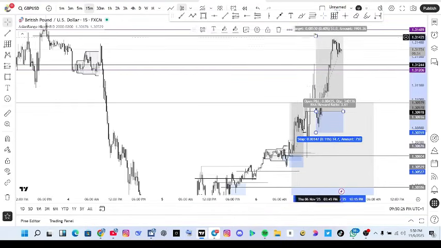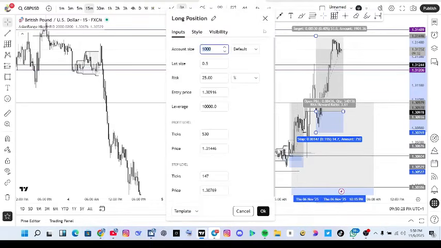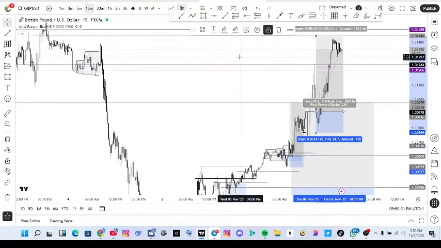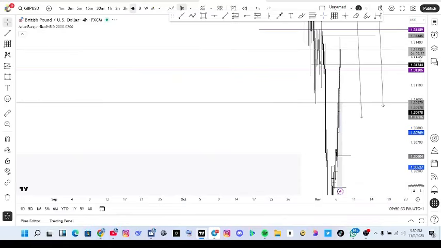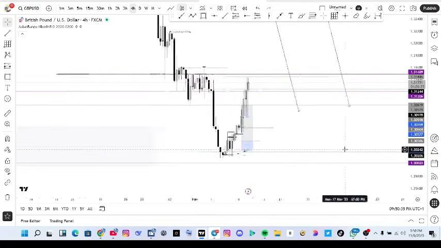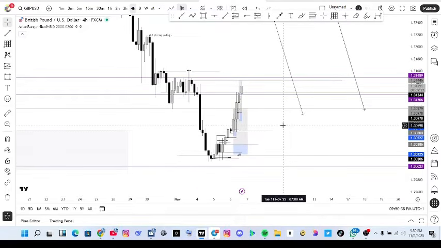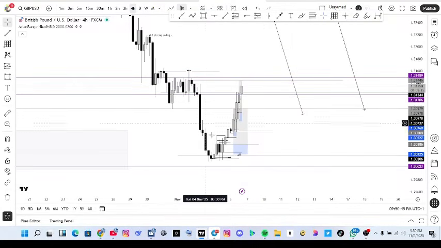Now, to be very honest, it's not a mistake. Markets prefer to do what they feel like. So this place is a very good place to sell from, but there is one error in this place. There's no liquidity or there's no inducement. This is a one leg move.